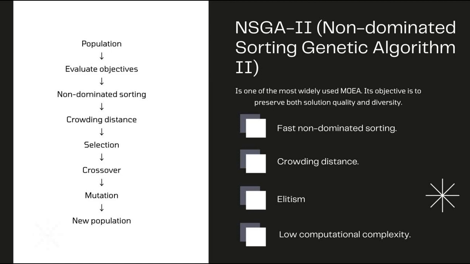Based on these criteria, the algorithm selects the solutions and applies crossover and mutation to create a new population. It also uses elitism, which helps preserve the best solutions between generations. Because of this process and its relatively low computational complexity, it is one of the most widely used multi-objective evolutionary algorithms.